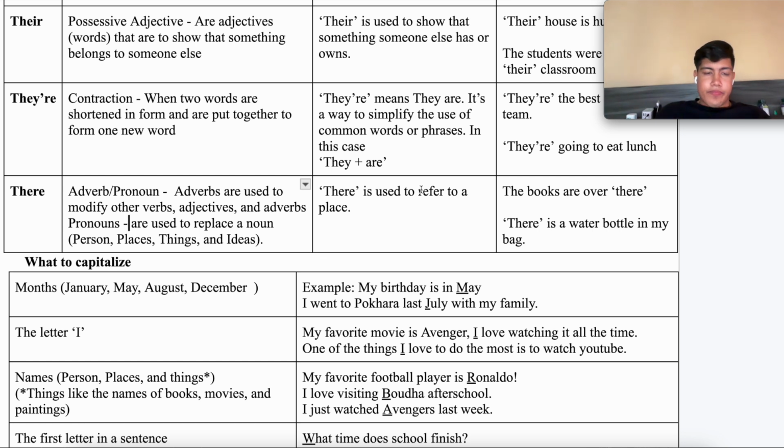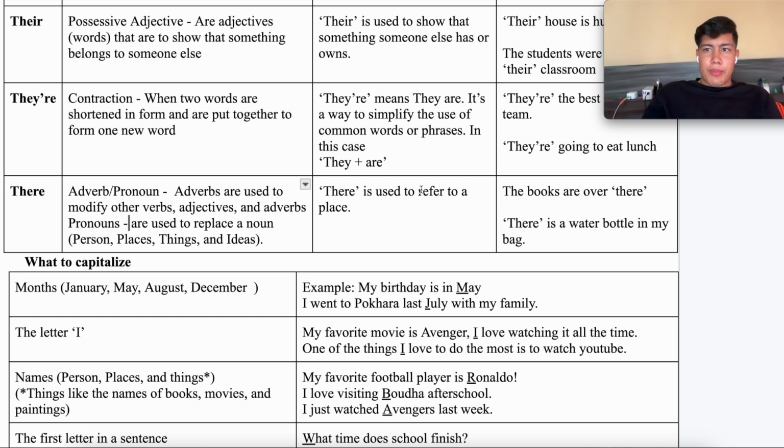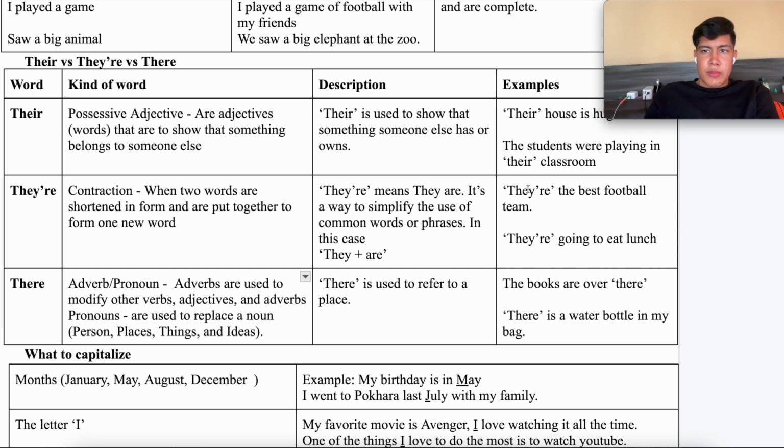There is used to talk about a place that's not here. So if something was here, I'd say, my laptop is right here. But if I'm trying to talk about something that's a little further away or not right on me, I'd say, the laptop is over there instead, for example. Now, I think these are pretty simple. I think most of you guys understood this in the sheet that I gave some of the students, almost all of you understood this very well. So I'm not too worried about you guys with there and their.